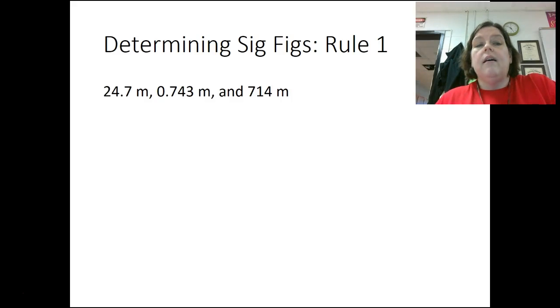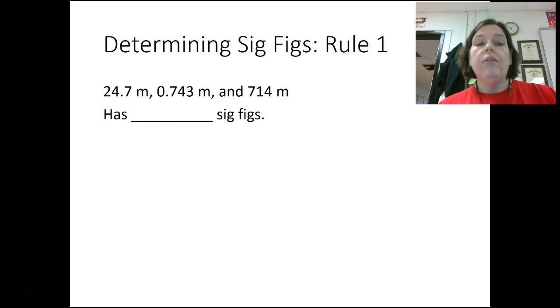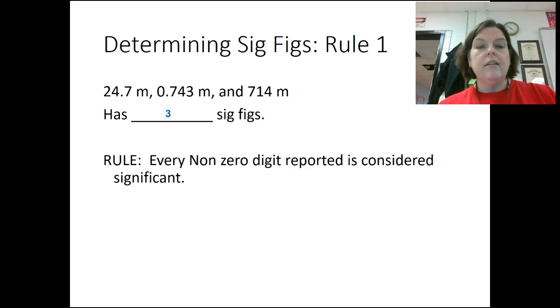Rule 1 says any number that is not 0 is significant. So in this case, all 3 of these have 3 significant figures: 2, 4, and 7; 7, 4, and 3; and 7, 1, and 4. All of them have 3. Notice that 0 that is not even necessary, it's not counted because it's a leading 0 as well. So every non-zero digit reported is considered significant.